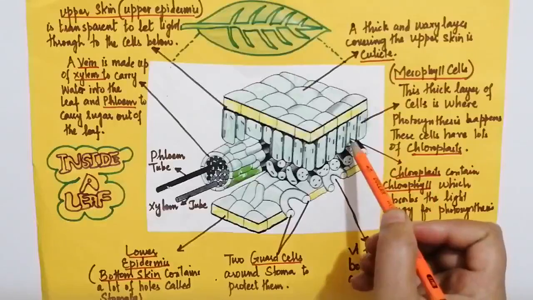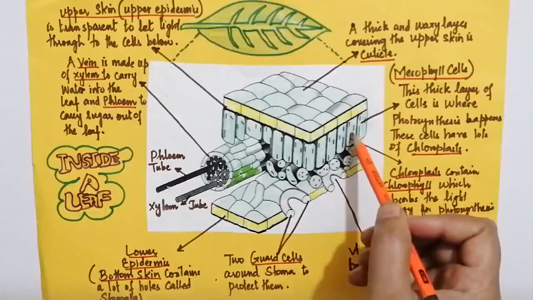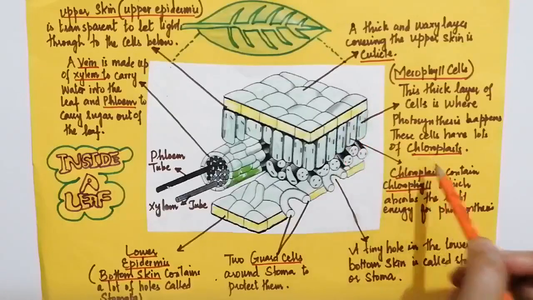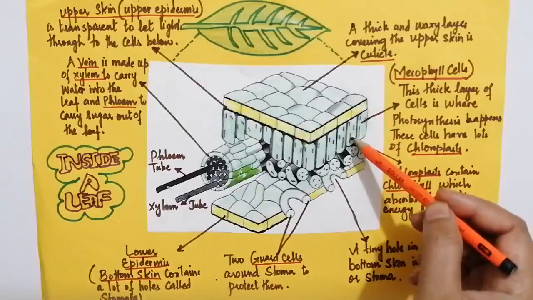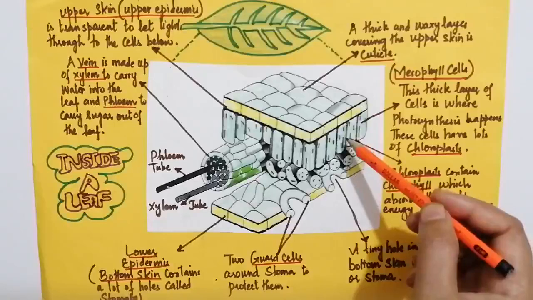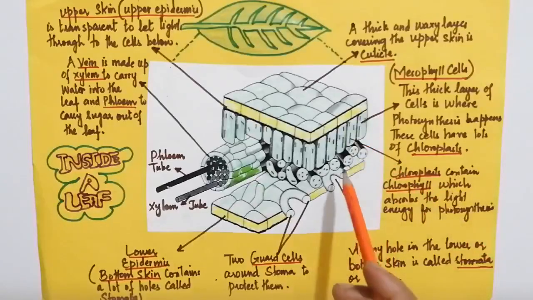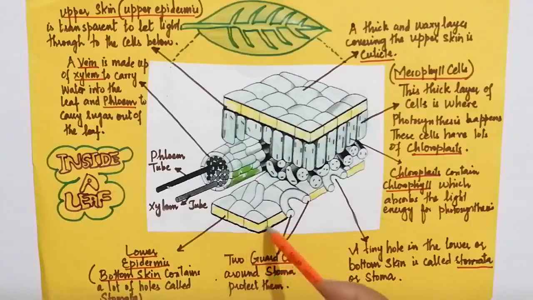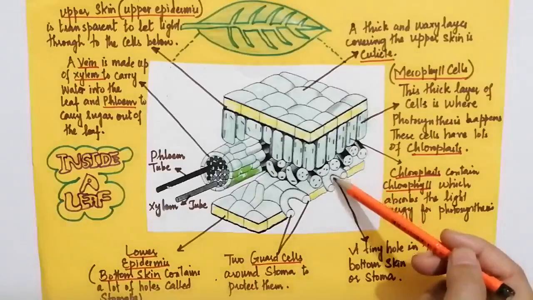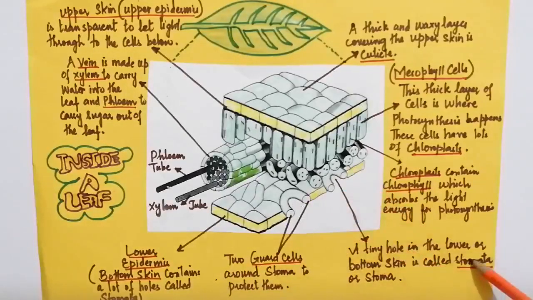So inside each cell you can also observe the line or a special structure which are called chloroplast, and the chloroplast in turn contain the chlorophyll, which is the green color pigment and responsible for absorption of light energy for photosynthesis. Now we are moving toward the lower skin of a leaf, and this lower skin of the leaf, which is the bottom skin, contains a lot of holes. Many holes or openings are present in this lower skin, and these holes are called stomata.